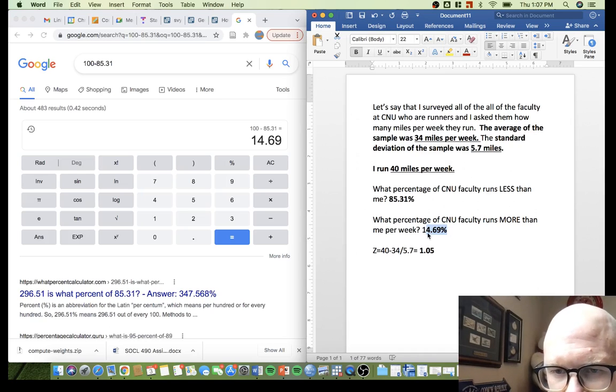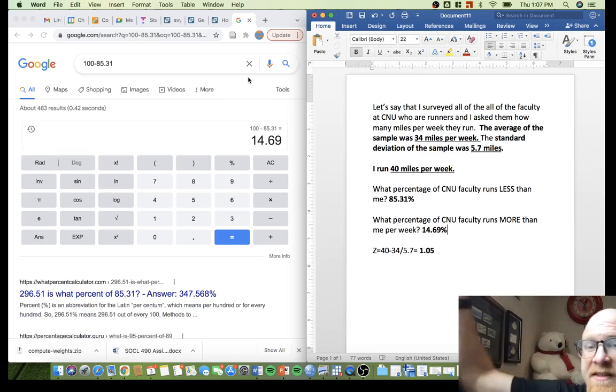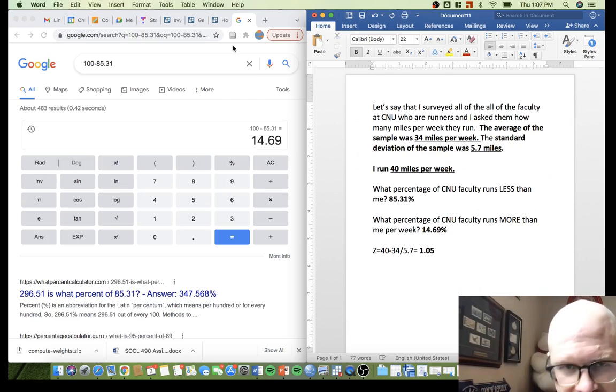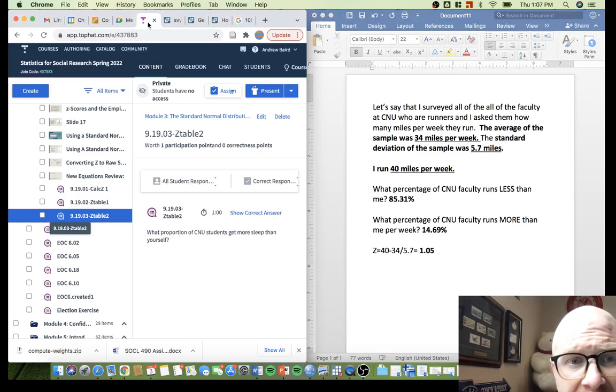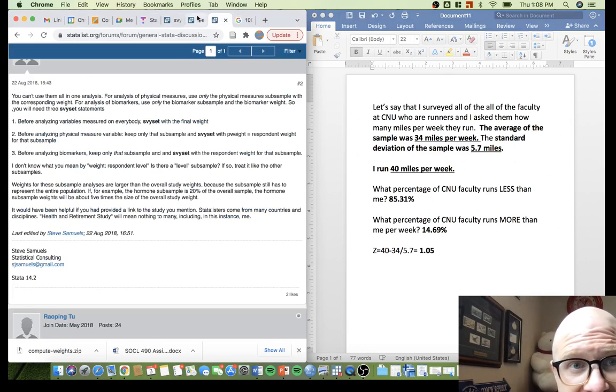Because you know how many run less than you, to find out what percentage runs more than you, or has a higher z-score on literally anything, all you have to do is take the number on the left side of the sample and subtract it from 100. That's the percentage on the right side of that case in the sample distribution. So that's basically how to use the z-score table.